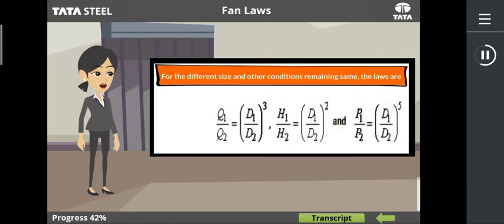For different sizes and other conditions remaining the same, the laws are Q1/Q2 = (D1/D2)^3. H1/H2 = (D1/D2)^2. P1/P2 = (D1/D2)^5.